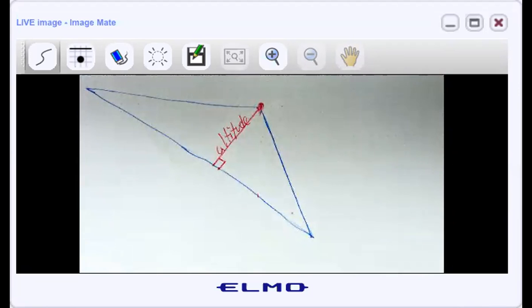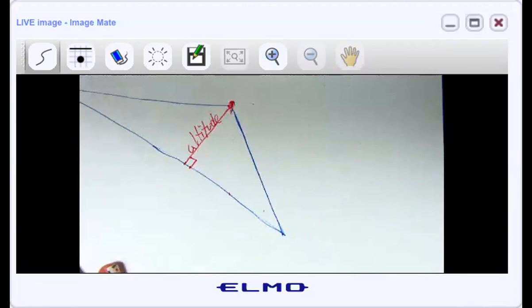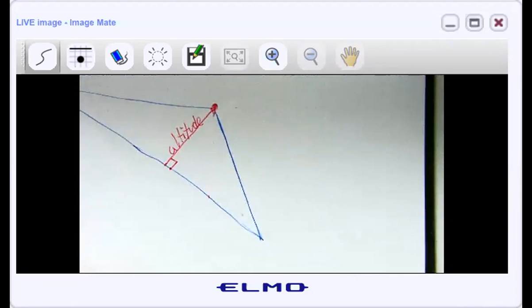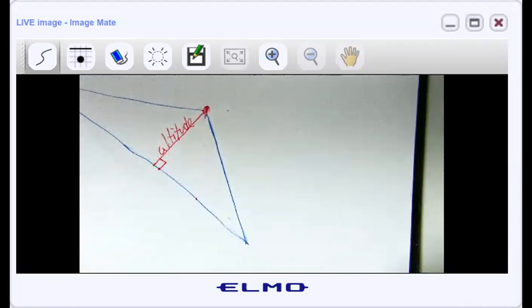Now, things are going to look a lot different in a right triangle. So let me draw you a right triangle and let's take a look at what might happen there.